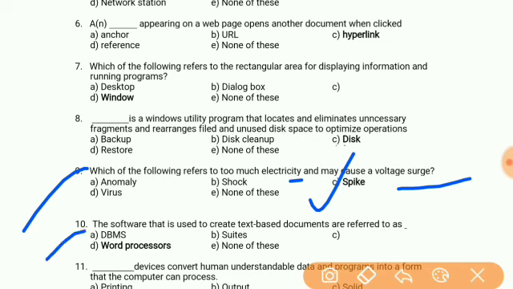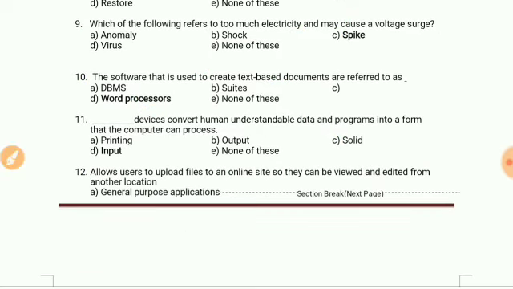Then number 10, the software that is used to create text-based documents is referred to as word processors. Okay, word processor is such software that is used to create text-based documents. If you need to create a text-based document, we use word processor.